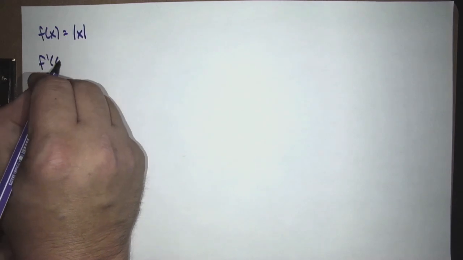Or maybe a quick sanity check. Suppose we have the following function. F of x is the absolute value of x. What is f prime of 0?